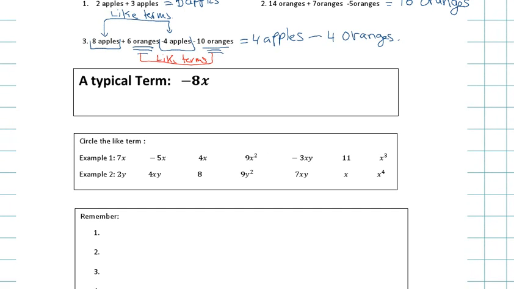So a typical term would look like this. A typical term would be a number with a letter. Okay? What do we call the number? Minus 8x. So that's minus 8. The number is minus 8 and it's called a coefficient. Okay? The term altogether is minus 8x. But the negative 8 is your coefficient. Okay? And the x is the variable.